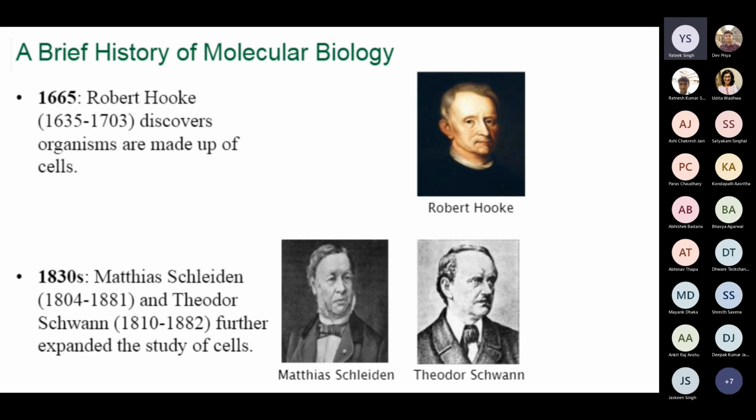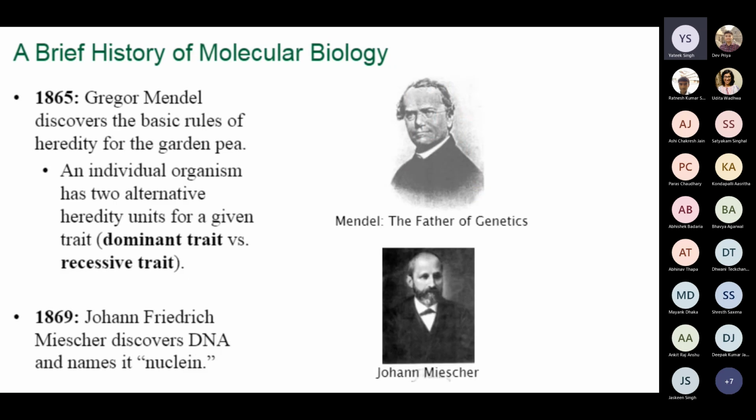So a brief history. First, you had people like Robert Hooke who discovered that organisms are made up of cells, right? Then people like Matthias Schleiden and Theodor Schwann expanded the study of different kinds of cells. Schwann cells are some specific kind of cells that are found in our brain. So they were able to say that not only are we made up of cells, but we are made up of specific kinds of cells. Then there were experiments from Gregor Mendel, who was able to show that characteristics or traits of an organism can be passed on from one individual to another, from parents to their children. And these traits can be of two kinds. They can be either dominant traits or recessive traits.